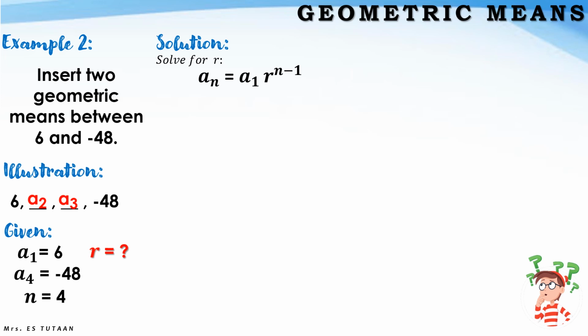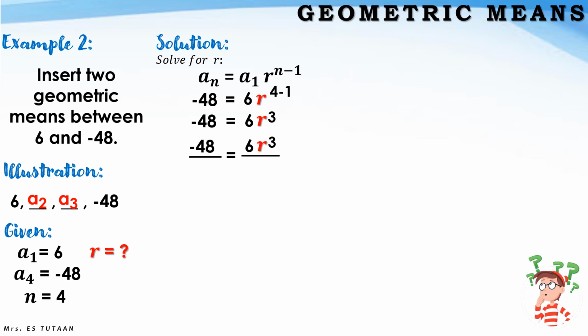So, we have the formula a sub n is equal to a sub 1 times r raised to n minus 1. So, ang ating a sub n, which is the last term of the given sequence, is negative 48, is equal to, ang ating a sub 1 ay 6, r is unknown, n is 4. So, that becomes 4 minus 1. So, negative 48 is equal to 6 times r cubed. So, 4 minus 1 is 3. So, we have r cubed na.